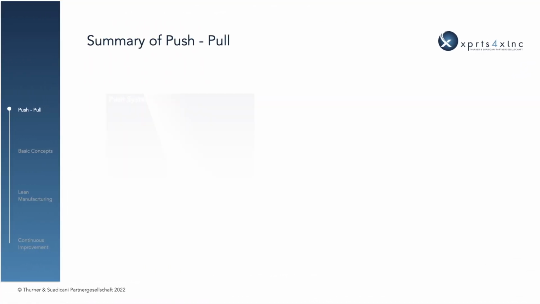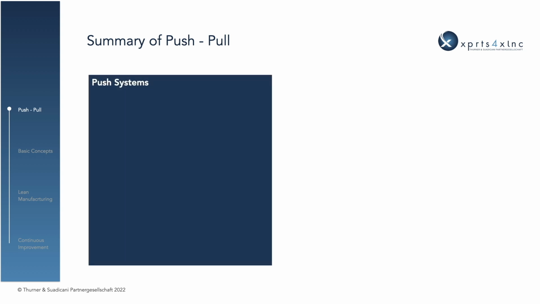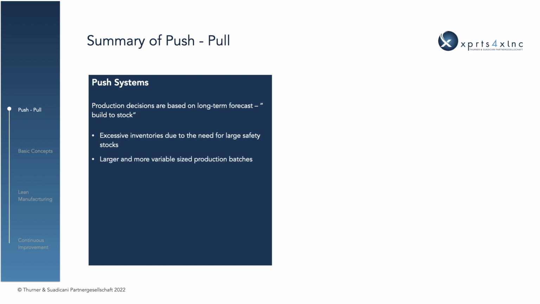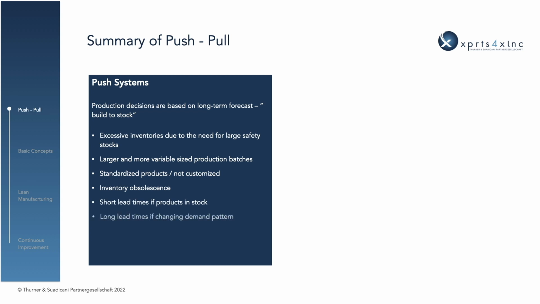So, let's summarize push and pull. In push systems, production decisions are based on long-term forecast. This is also called build to stock. The key properties of push systems are excessive inventories due to the need for large safety stocks, larger and more variable-sized production batches, standardized products, not customized, inventory obsolescence, short lead times if products in stock, long lead times if changing demand pattern. Emergency production situations increase cost.